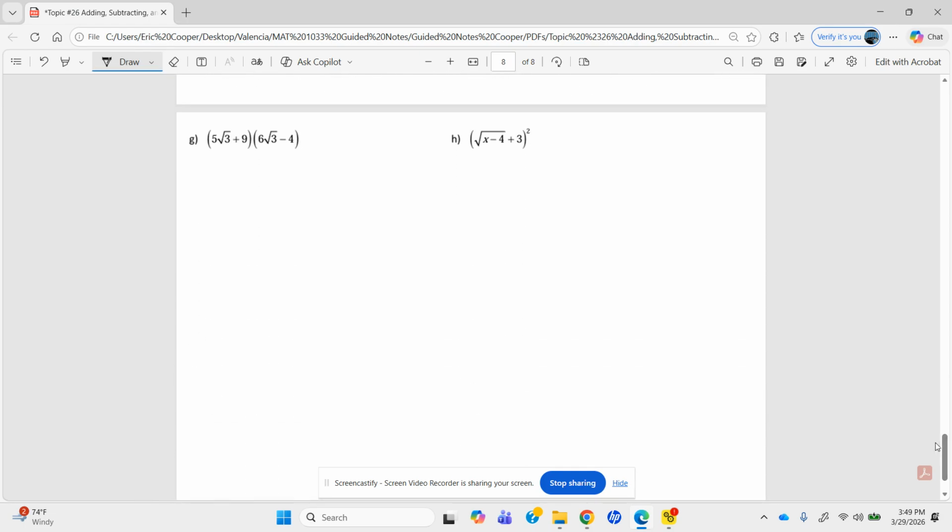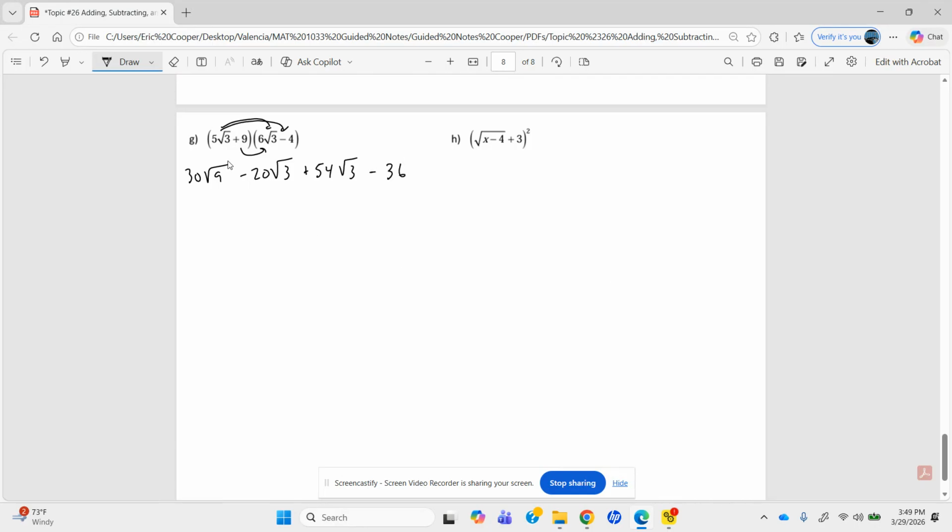Again, another FOIL process as we go through and do it. Here again, we'll do the outside numbers times each other and the inside numbers. So 5 times 6 is 30. Square root of 3 times square root of 3 is square root of 9. 5 times negative 4 is negative 20, and it still has a square root of 3 with it. 9 times 6 is 54, and it still has a square root of 3 with it. And then 9 times negative 4 is negative 36.